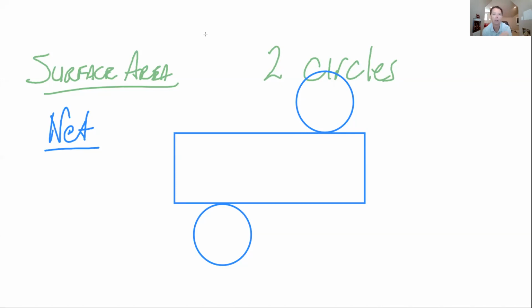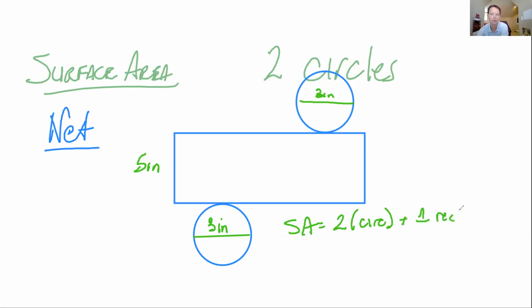And we know from before some of these measurements, this was 3 inches. And how tall was my can? 5 inches tall. So this was 5 inches, right? Because remember, the length of this rectangle we don't know yet, but it wraps around, and the height is 5 inches. So I have 2 circles that are 3 inches in diameter, and then I have this rectangle. So my surface area is going to be, watch this carefully, 2 circles plus 1 rectangle.